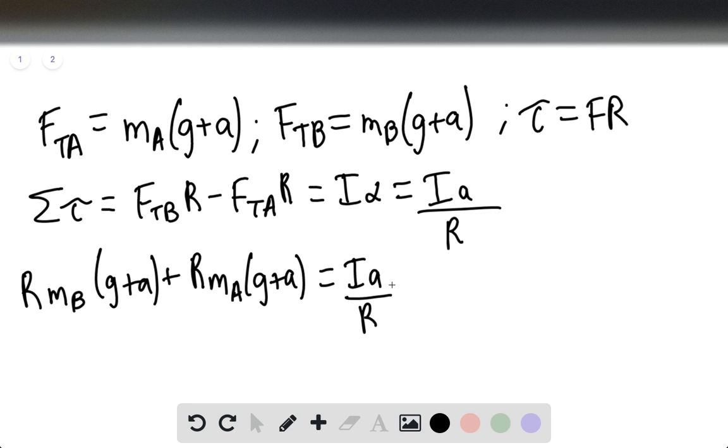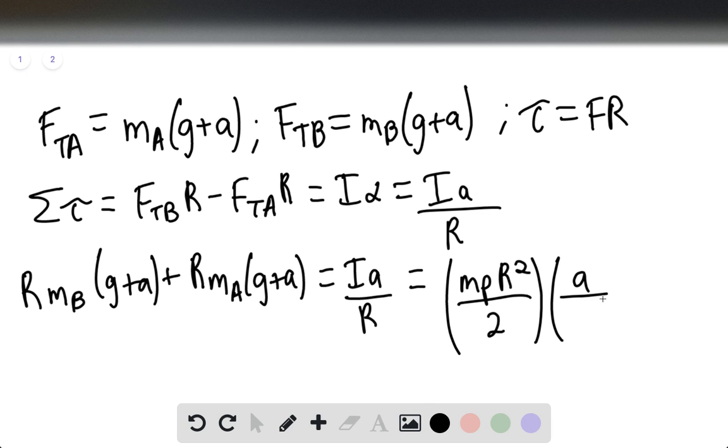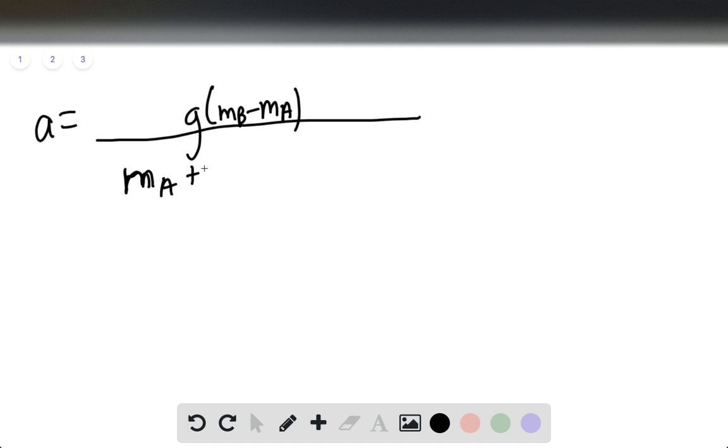And we can say that the moment of inertia is going to be MP, the mass of the pulley, R squared, divided by 2, times A over R. And so essentially, after algebraic manipulation, we find that A is going to be equal to G times the mass of B minus the mass of A, divided by the mass of A plus the mass of B plus the mass of the pulley divided by 2.